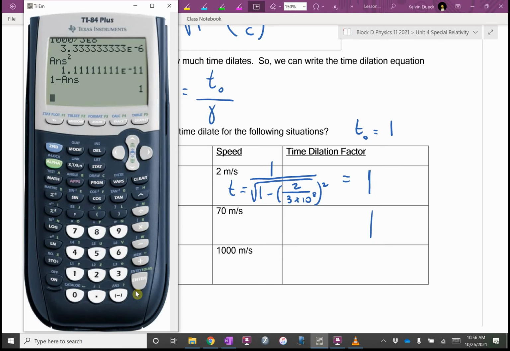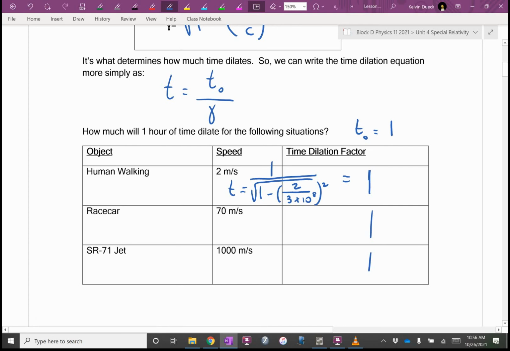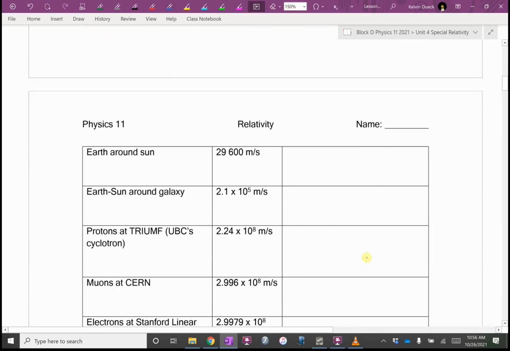Even jet fighter pilots, not an issue. Okay, what else moves faster than a jet fighter? What did I move into next in the column? I said, hey, Earth moves around the sun, which means technically time for us and time for the sun are different. So where the 2 was, let's put the Earth speed relative to the sun.